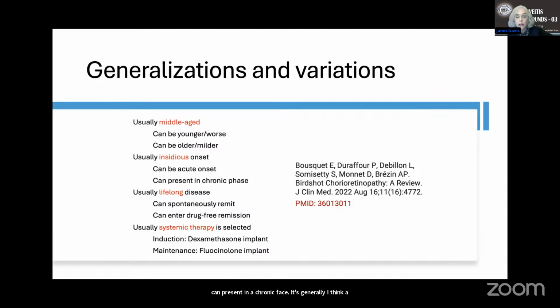As I said, it's generally lifelong, but even with that, sometimes it can spontaneously remit. And if you treat them for long enough, sometimes you can get patients to enter a drug-free remission. I'm beginning to think, the longer I go on, that this is relatively rare. Usually we select systemic therapy on the thought that this is an autoimmune disorder, but dexamethasone implant is very helpful in the short-term induction phase at the onset of treatment. And then maintenance with a fluocinolone implant works great for chronic treatment.